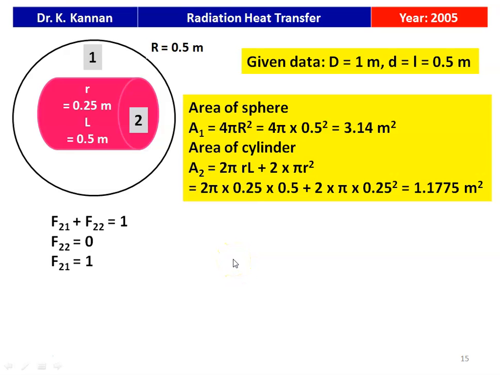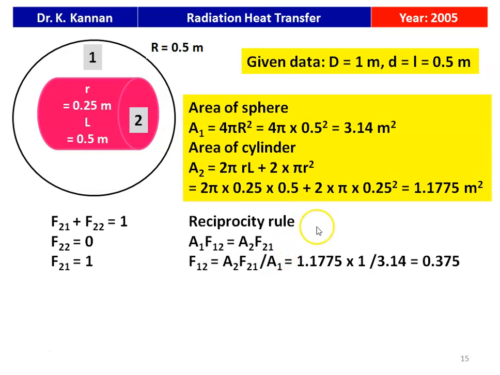F21 is the radiation leaving the surface 2 falling on the surface 1. F22 is the radiation leaving the surface 2 which is falling back onto the surface 2. F22 equals 0 because the radiation leaving the cylinder is not falling back onto itself. So F21 equals 1. So the conclusion is F21 equals 1.